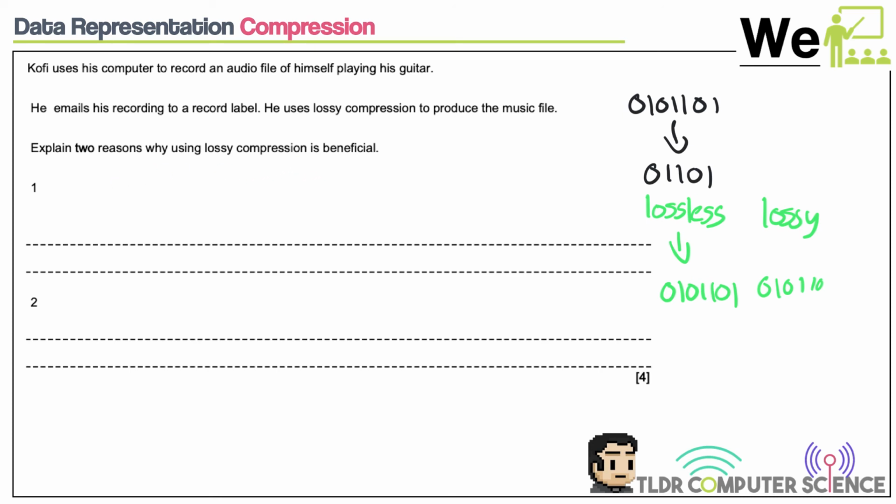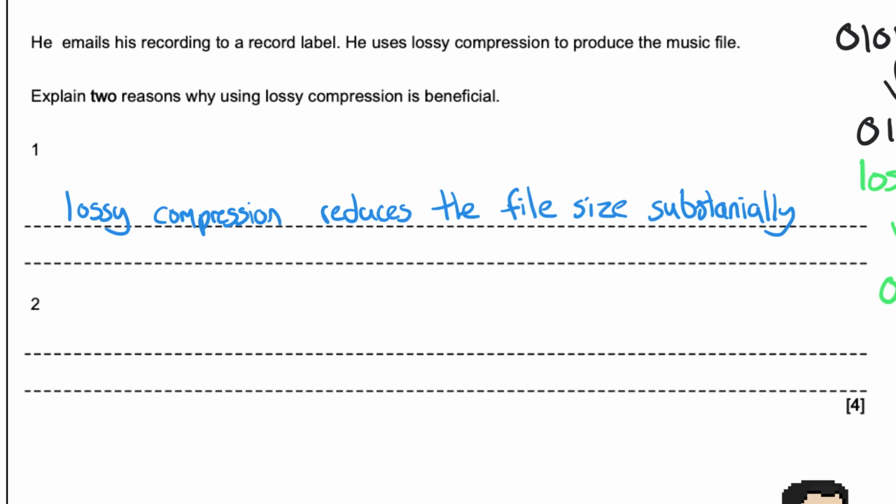The first and main benefit of lossy is that it's going to allow you to reduce the file size substantially. And audio files can clearly be quite large, especially if you're using a high sample rate and bit rate like Kofi is using. So reducing it substantially will make it easier to send and store, and take up less space.